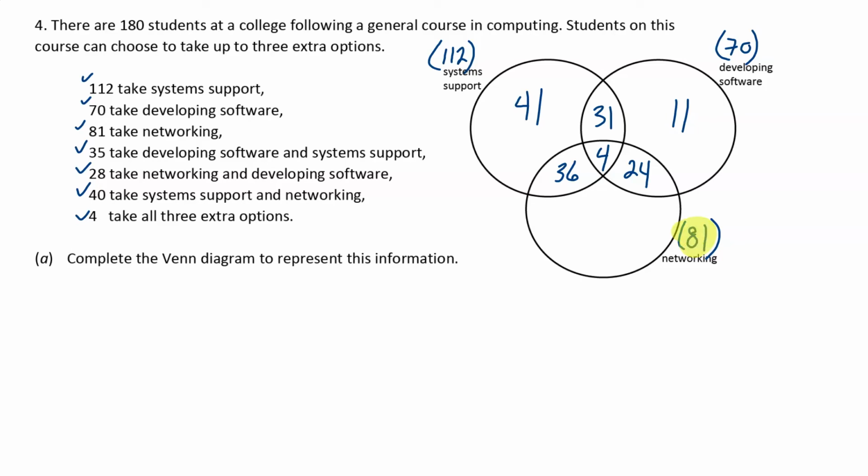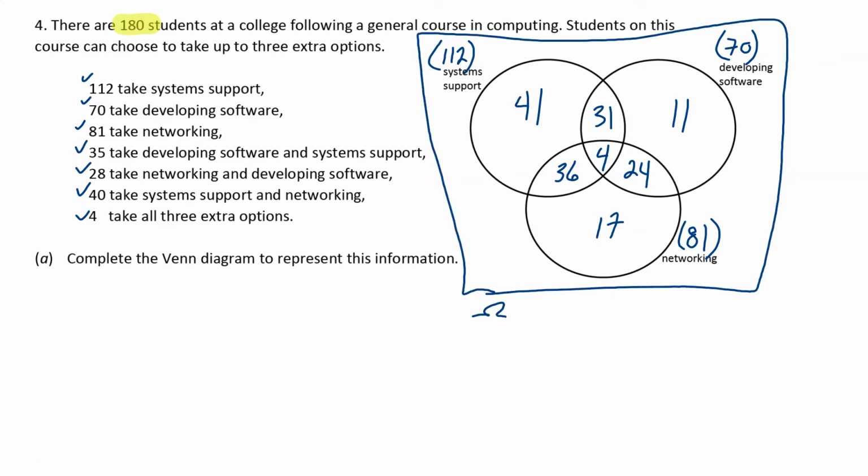And finally, in networking, we want to end up with 81. We've got 24 and 36, which is 60, plus 4 is 64. So we have a balance of 17 more that need to fill in. With that, we've now completed all of the circles, but we need to do the check to make sure that we meet our requirement that we've accounted for 180 students at the college. So we want to define our sample space, knowing that it has to be 180.